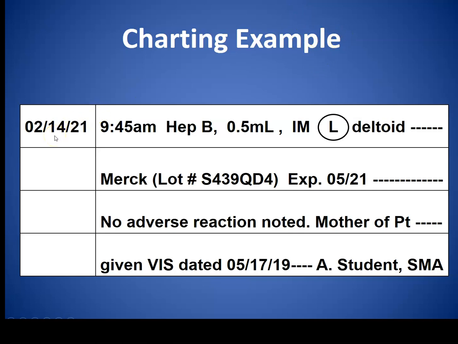On 2/14/21 at 9:45 a.m., Hep B was given 0.5 milliliters intramuscularly in the left deltoid. It was made by Merck. Here's the lot number, the expiration, 05/21. No adverse reaction was noted. The mother of the patient was given the VIS. The VIS publication date was May 17th of 2019. That was the last time it was updated. And this is signed by a student, SMA. Okay, so that's the end of intramuscular injections.